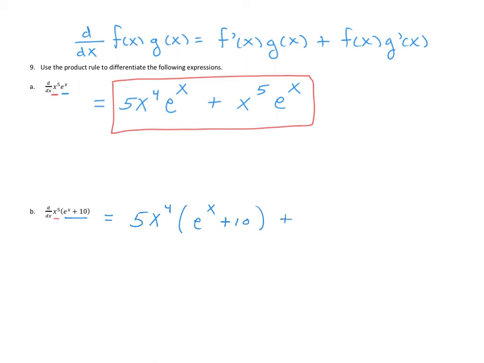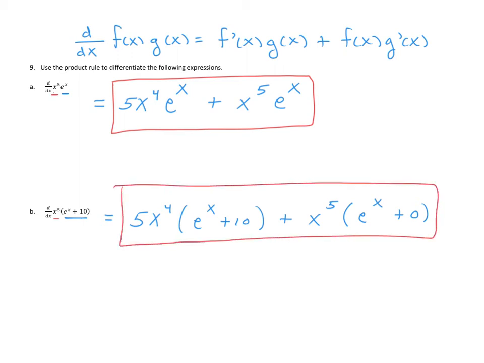You then add on. All right, now you leave the first thing alone, which is x to the fifth, and then you multiply by the derivative of the second piece, which is e to the x plus 0, because the derivative of 10 is 0. And you can simplify this, but I'm going to leave my answer just like this.